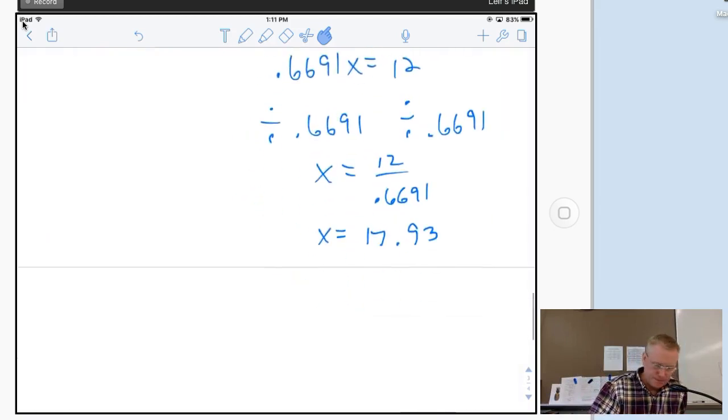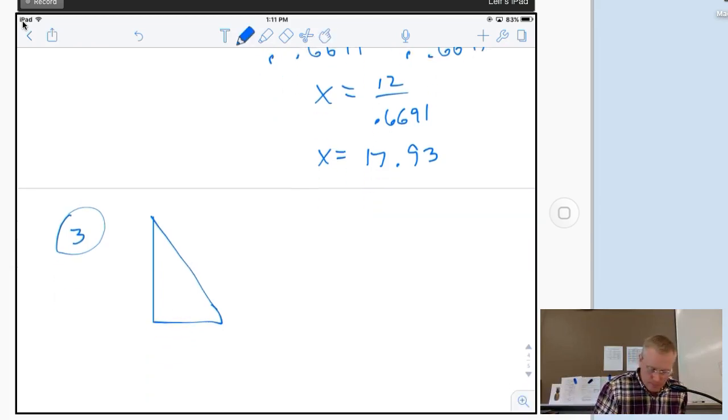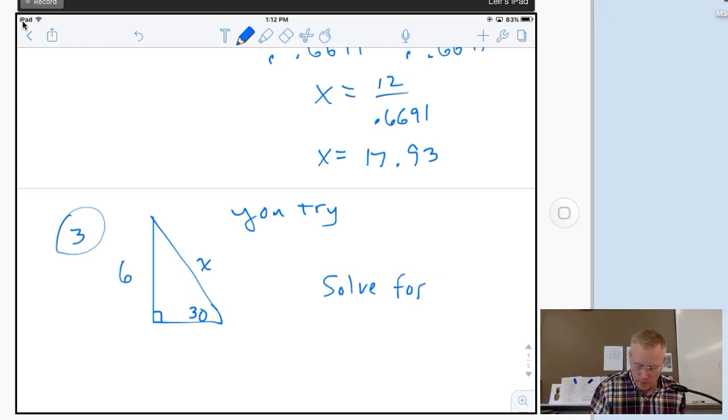All right, next one. Have this be a you try. I want you to try this one on your own, okay? This is 30. Here's the right angle. This will be the x, and this one's going to be 6. Okay, so solve for x, and bring that into class.